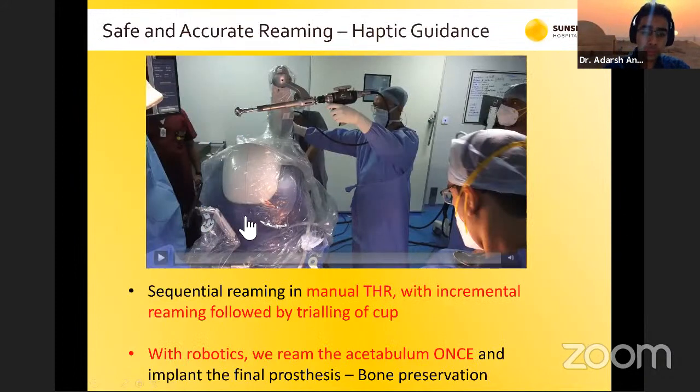So just a small video to show how it works. As I mentioned, the robot is not doing the procedure. We are still doing the procedure. The robotic arm is attached to the reamer. Please let me know if you can see this video again.